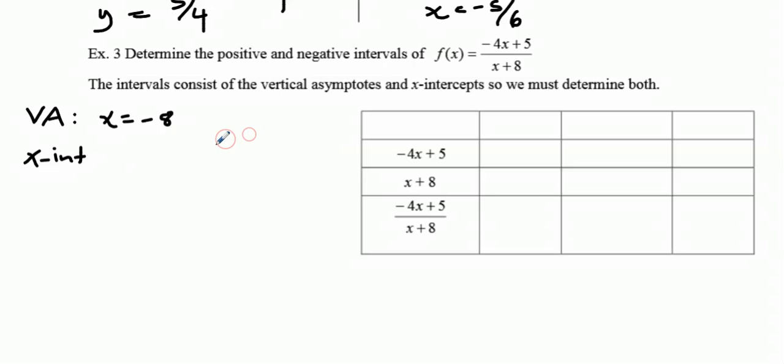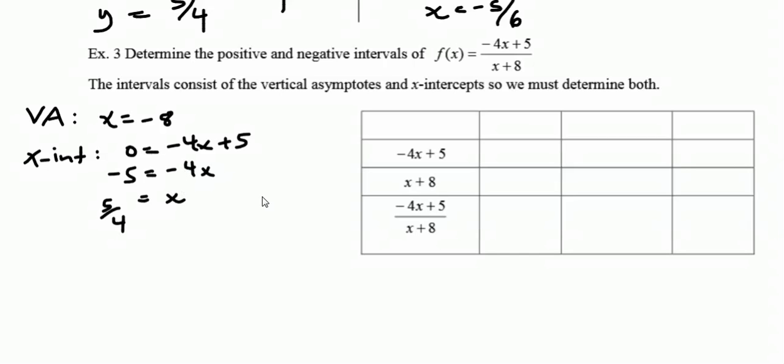That's the only way you're going to get this side equal to 0: if the top of this is equal to 0. So you're going to say 0 equals minus 4x plus 5. Negative 5 equals minus 4x, and x is equal to 5 over 4. Okay, so now we have to test using intervals created with both the vertical asymptote and the x-intercept.